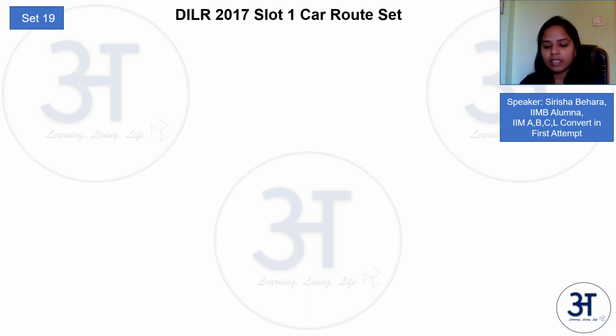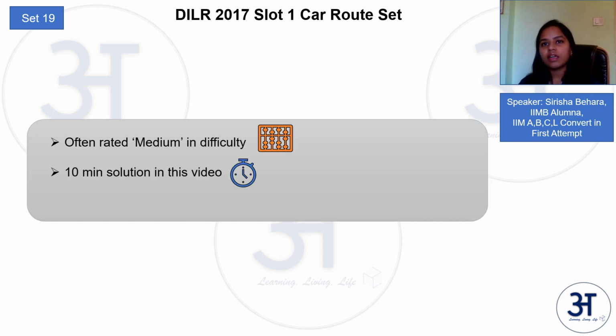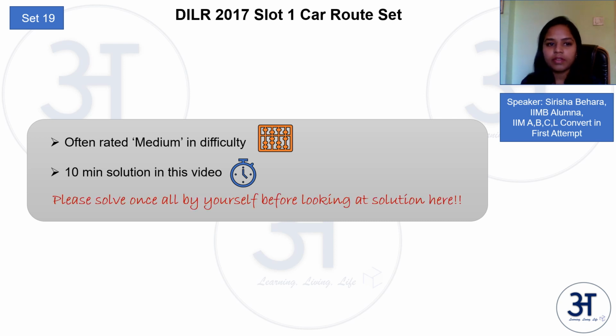Hello everyone. In this video, we'll be looking at a set called Par Root Set from 2017 DILR Slot 1 of CAT paper. So this set is often rated as medium in terms of difficulty, and we provide you a 10-minute solution for this set. Please solve this set once all by yourself before looking at the solution.